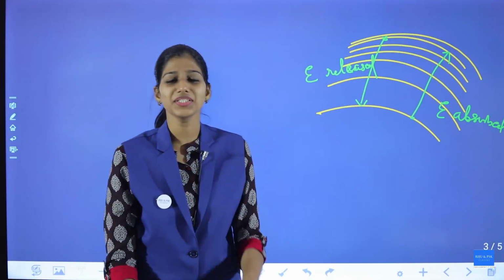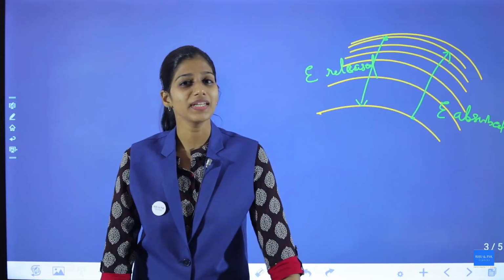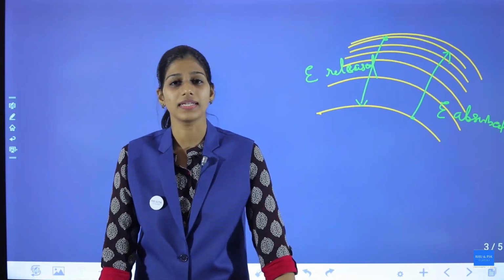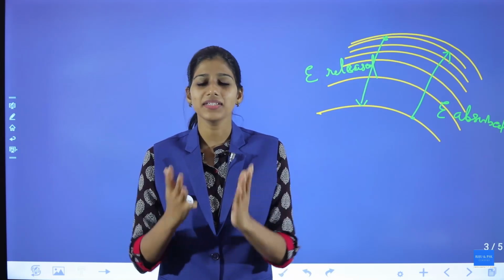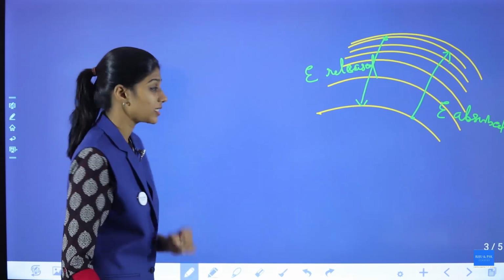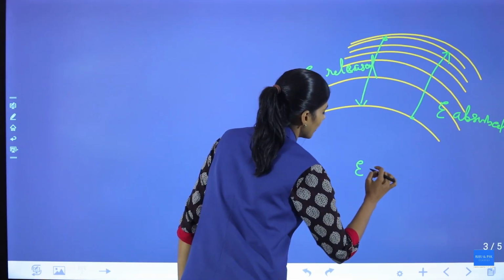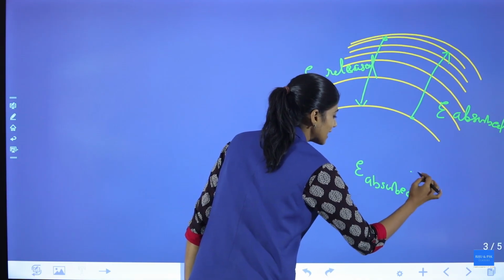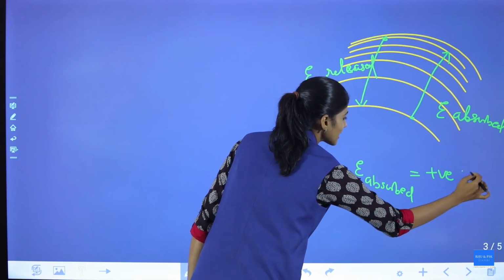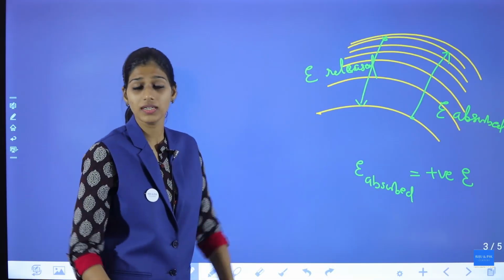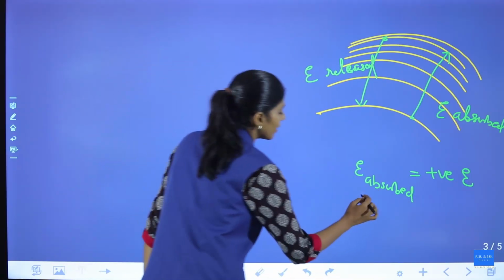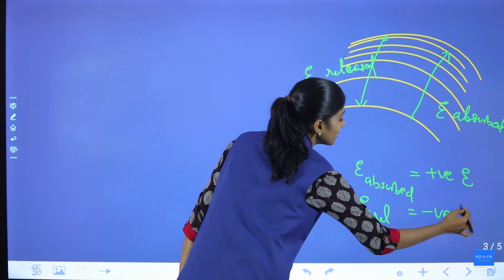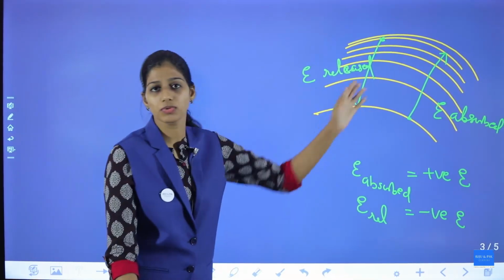So when you look at energy, its direction is very important, as the energy can either be absorbed or released. Energy absorbed or energy taken is always indicated as positive energy, കൂടുതൽ energy കിട്ടി, whereas energy released is always considered to be negative energy, നേരെ opposite ആണ്.